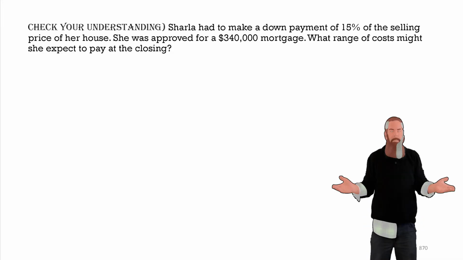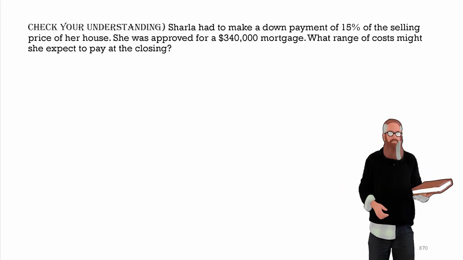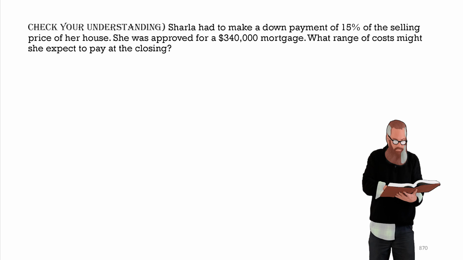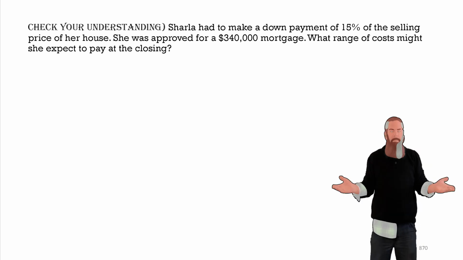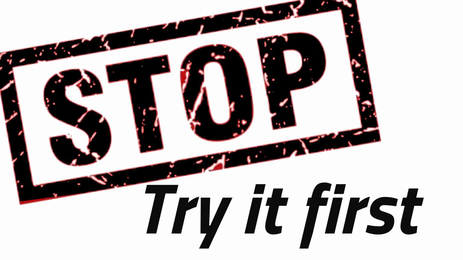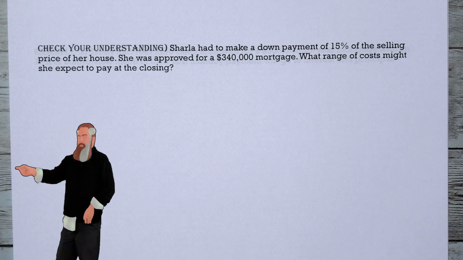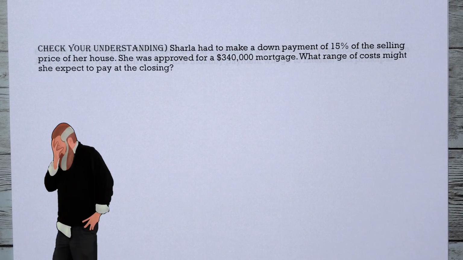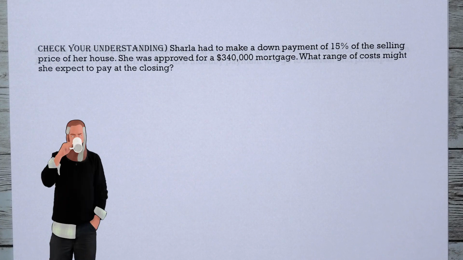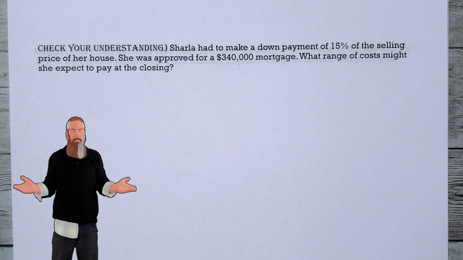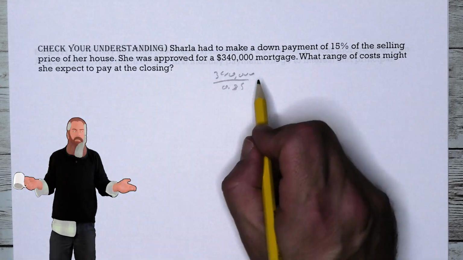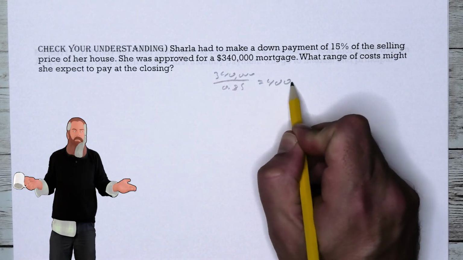Let's check our understanding of this. Sharon had to make a down payment of 15% of the selling price of her house. She was approved for a $340,000 mortgage. What range of costs might she expect to pay for closing? Since the mortgage is $340,000 and she's already made a 15% down payment, we need to calculate the purchase price by dividing the mortgage amount by 0.85, the 85%. This is going to give us $400,000.